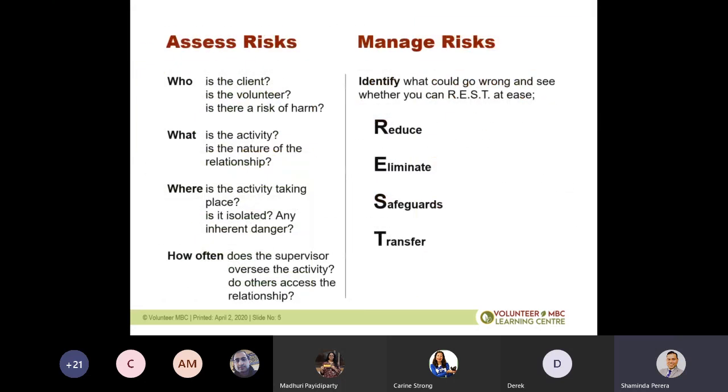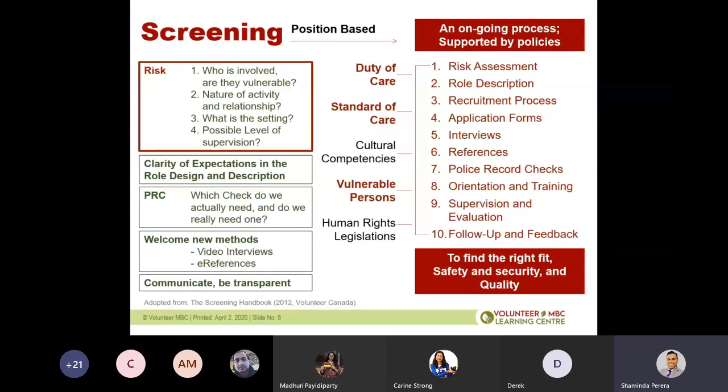There are a few. Sorry, it's automatically doing that. Are we on the screen, everyone? Corinne? Sean? Yes, you are. Yes, yes.